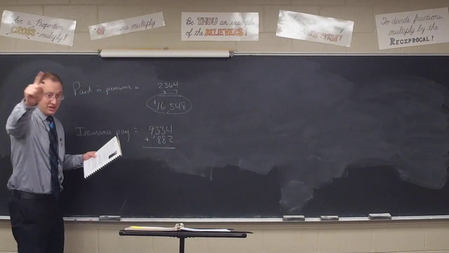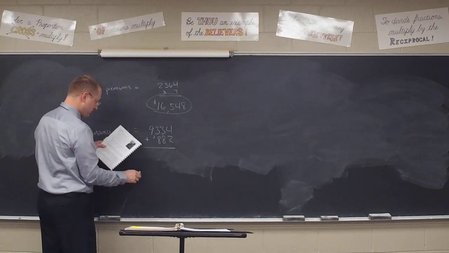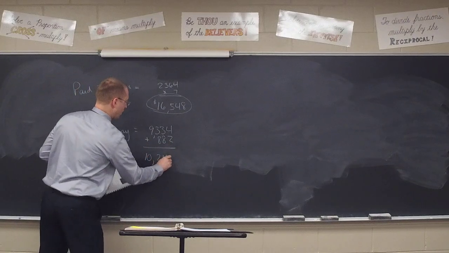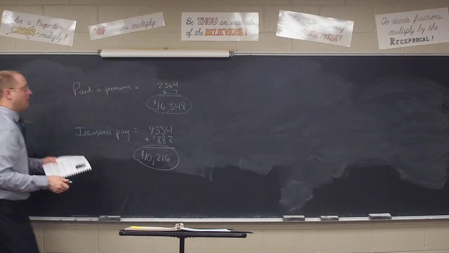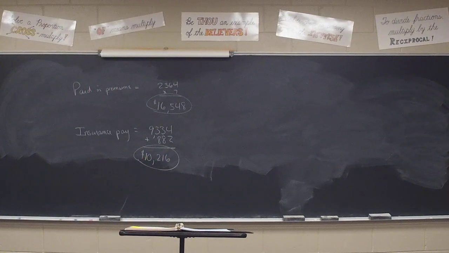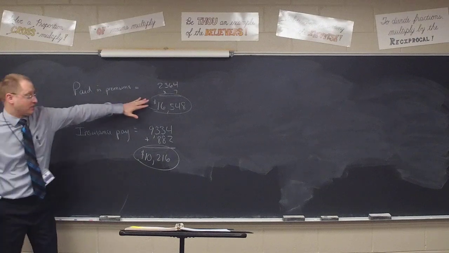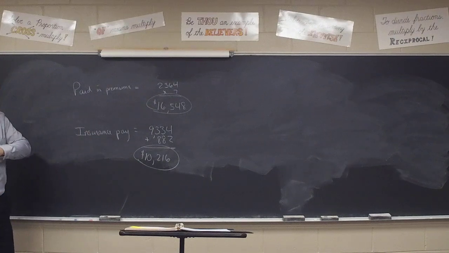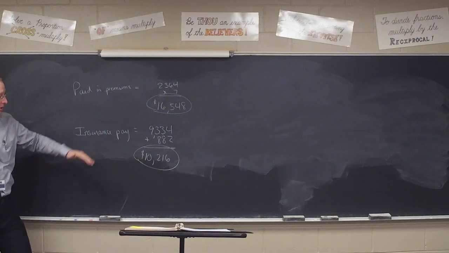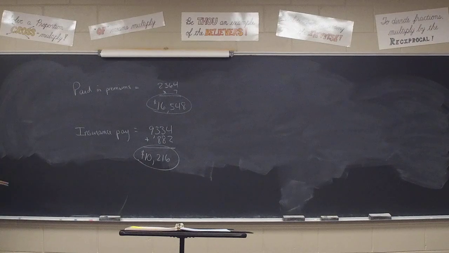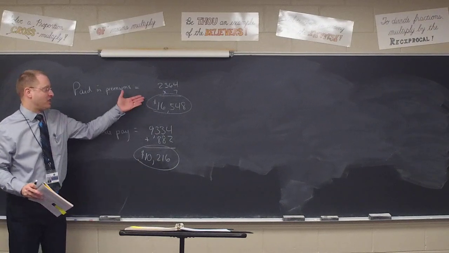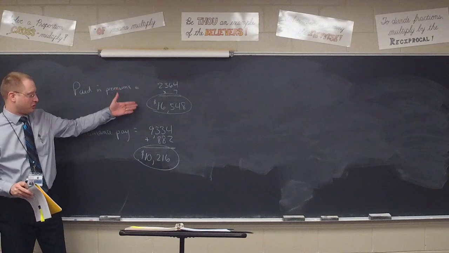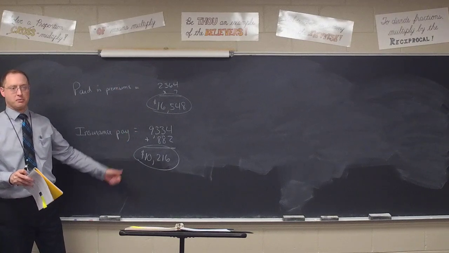And so, what was that number you said the insurance paid total? $10,216. All right. So, class, how much have they paid in premiums? $16,548. How much did insurance pay on their behalf? $10,260. So, from a purely financial perspective, was it worth it to have home insurance? No. They lost money, didn't they? They paid the insurance company this much, and insurance only paid them this much. They lost money, didn't they?